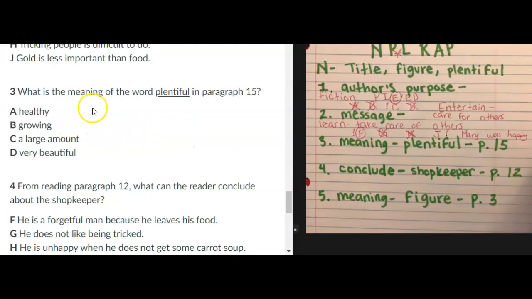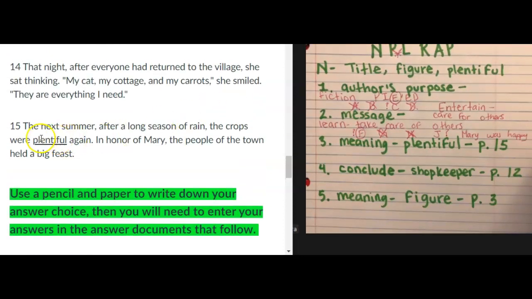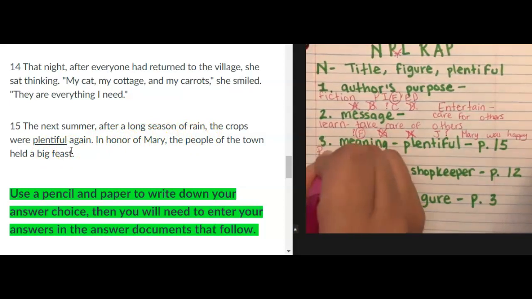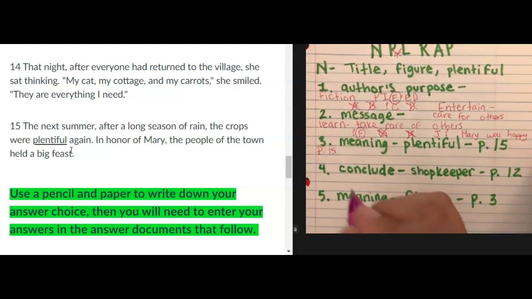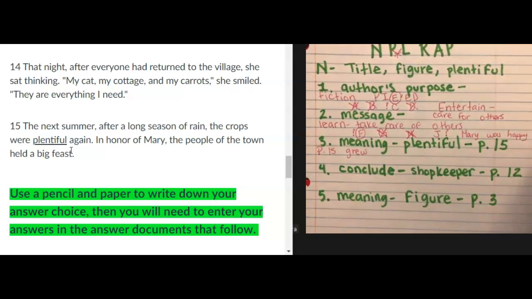In question number 3, they are asking me the meaning of the word plentiful. So I know that in paragraph 15, I'm going to find that word so I can scroll back up. The next summer, after a long season of rain, the crops were plentiful again. So they were plentiful again. So the crops, plentiful, I think might mean something like they grew again. So in paragraph 15, I think it means something like they grew or they kept growing.